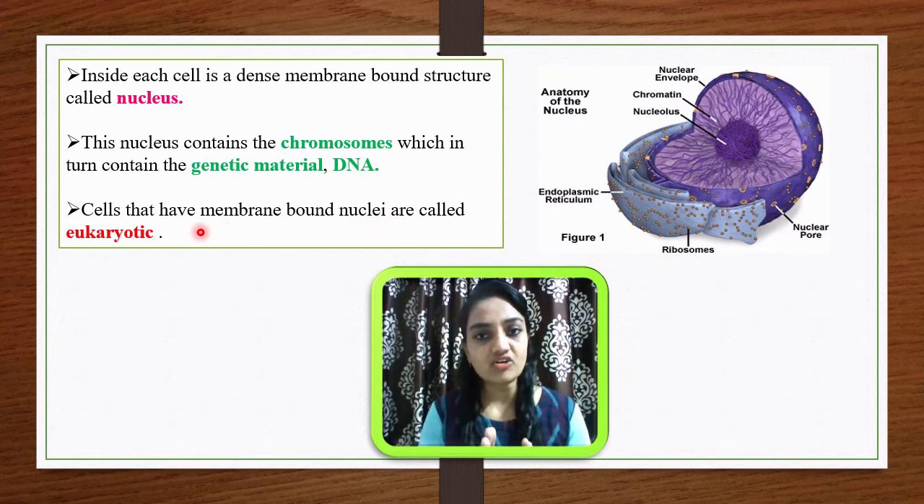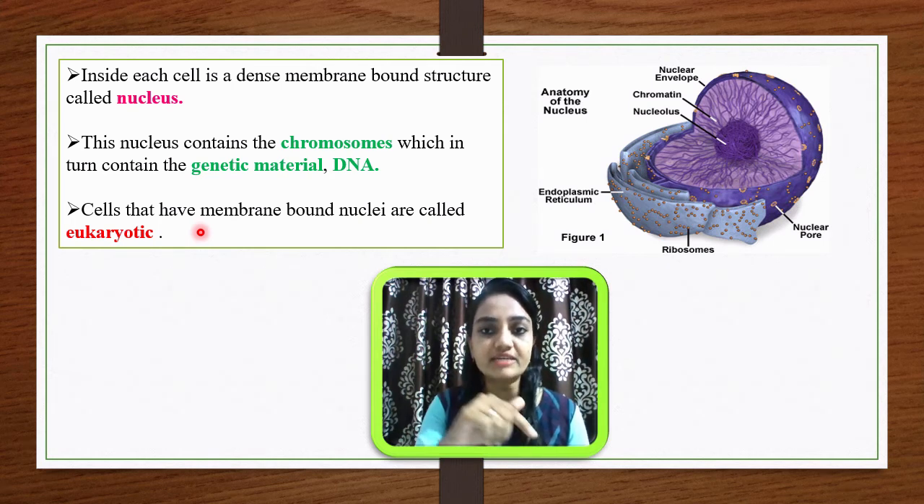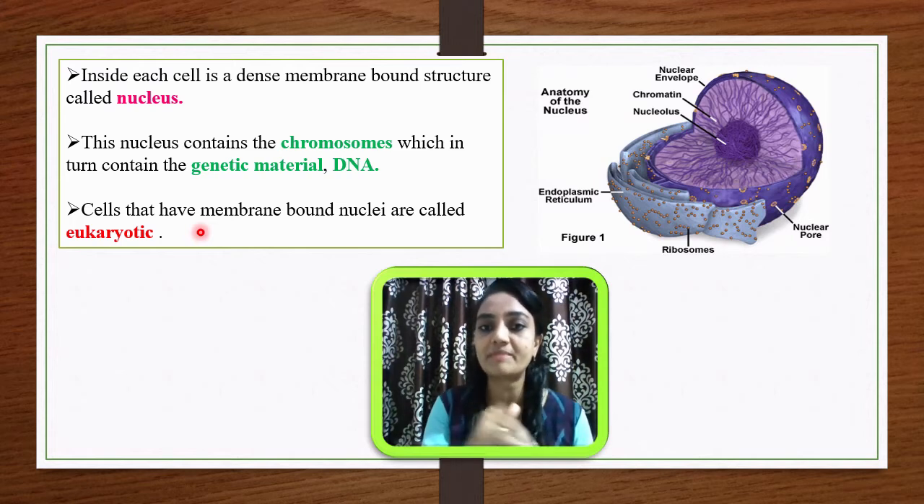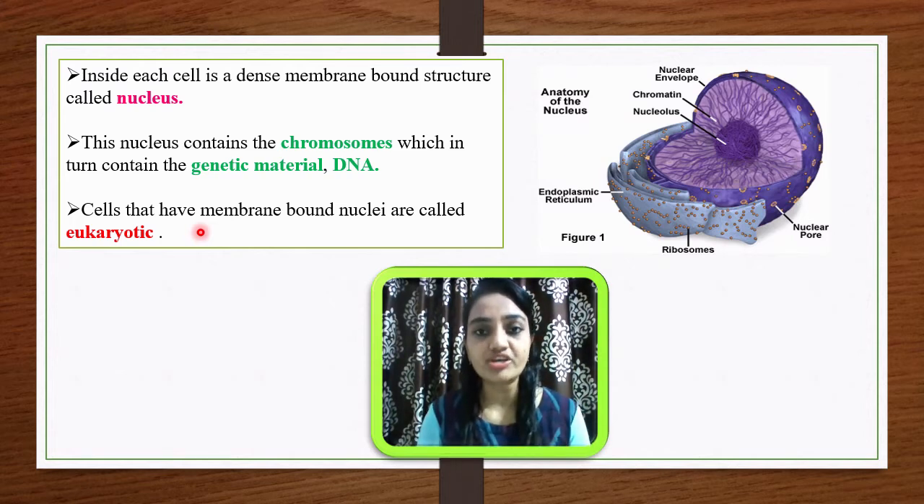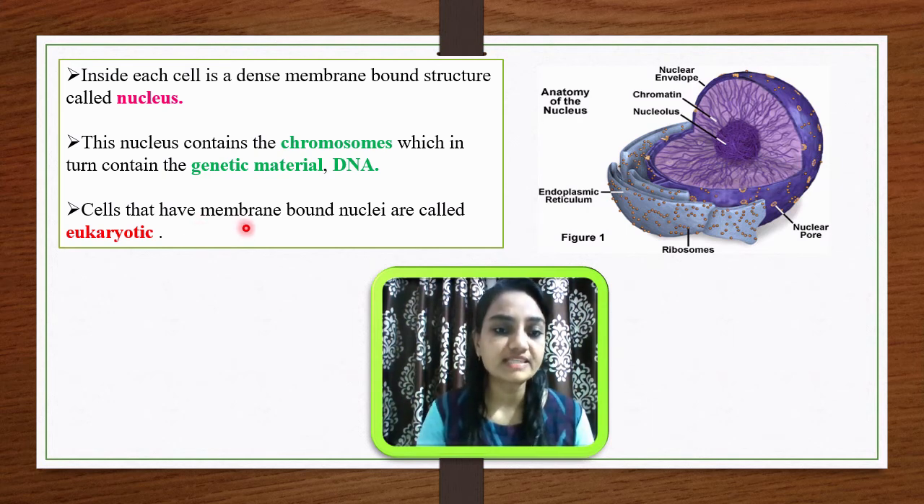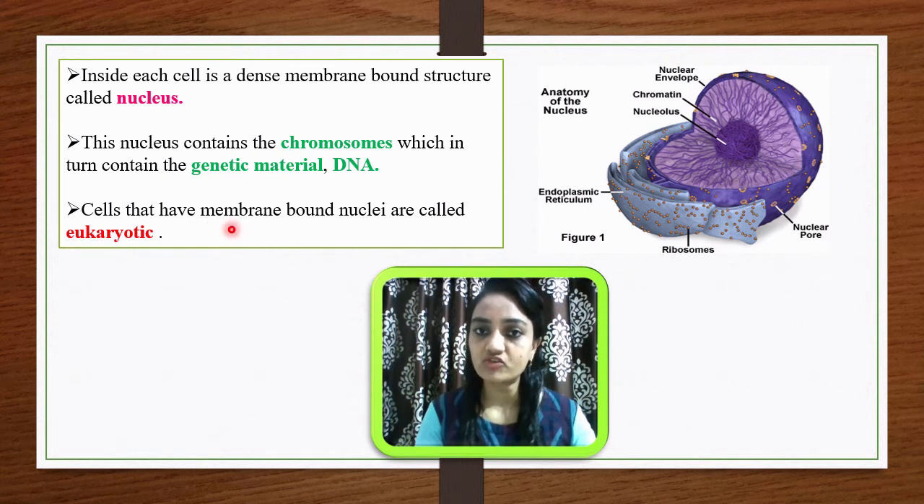On the basis of the nuclear membrane surrounding the nucleus, cells can be divided into two groups. Eukaryotic cells have a nuclear membrane surrounding the nucleus, and some cells do not have any membrane surrounding the nucleus; these are called prokaryotic cells. So, on the basis of the presence or absence of a nuclear membrane, cells with a nuclear membrane are eukaryotic, and cells without any nuclear membrane are prokaryotic.